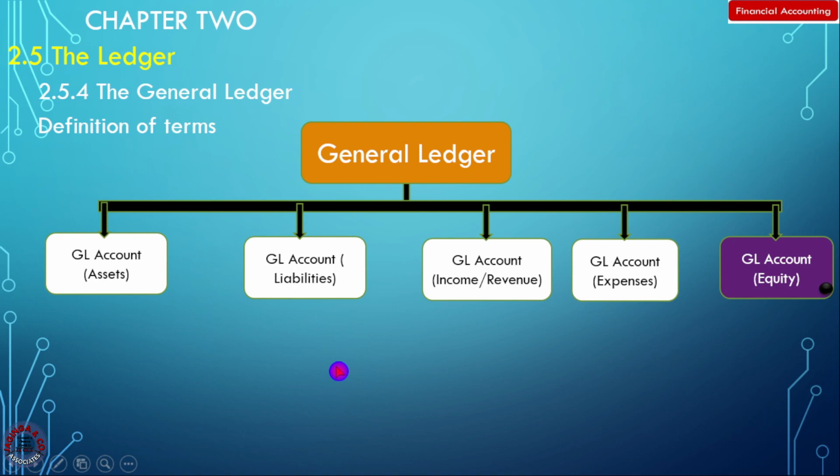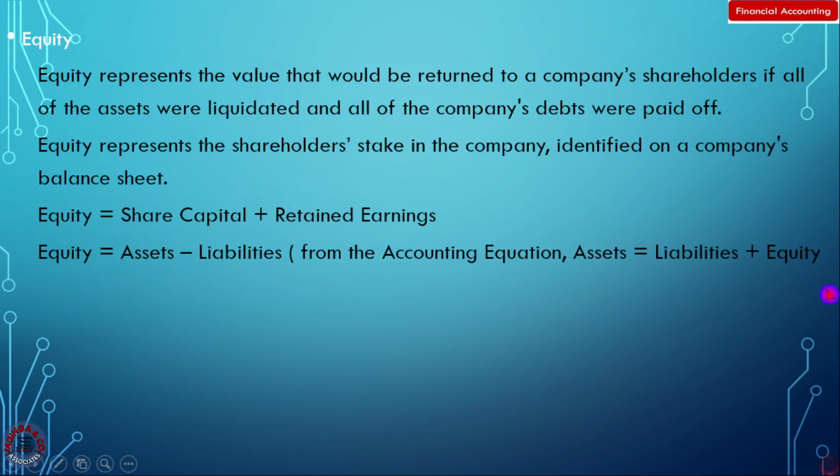As we move on, we've covered income, we've covered expenses, and now let's talk about equity. We said equity represents the value that will be returned to a company's shareholders if all of the assets were liquidated and all the company's debts were paid. So in short, equity is equal to assets minus liabilities.